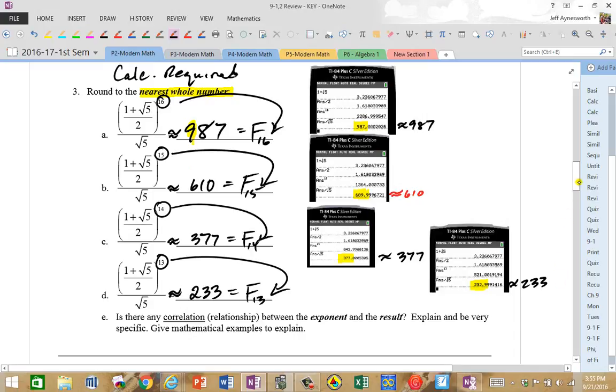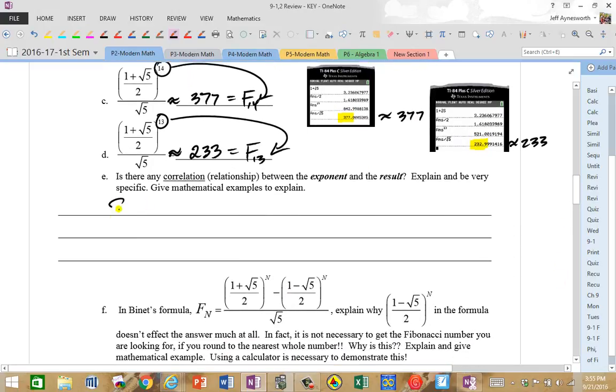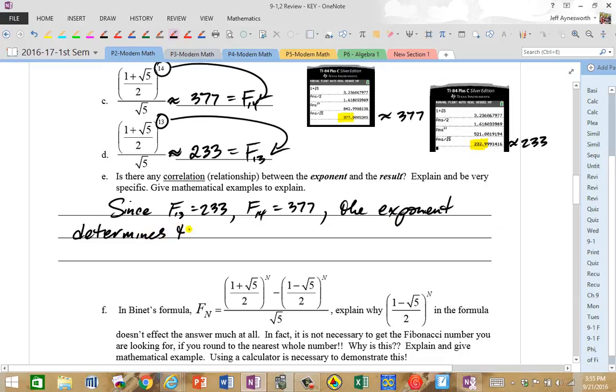Since F13 is equal to 233, F14 was equal to 377, which is the 14th Fibonacci number. The exponent determines the Fibonacci number you're looking for. The Fibonacci number you are looking for.